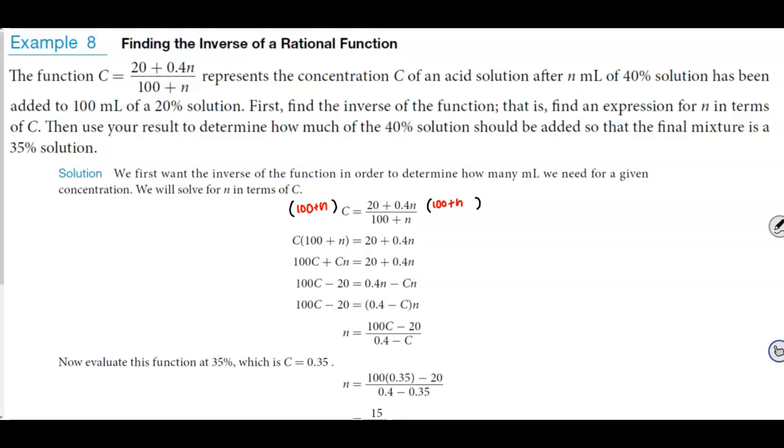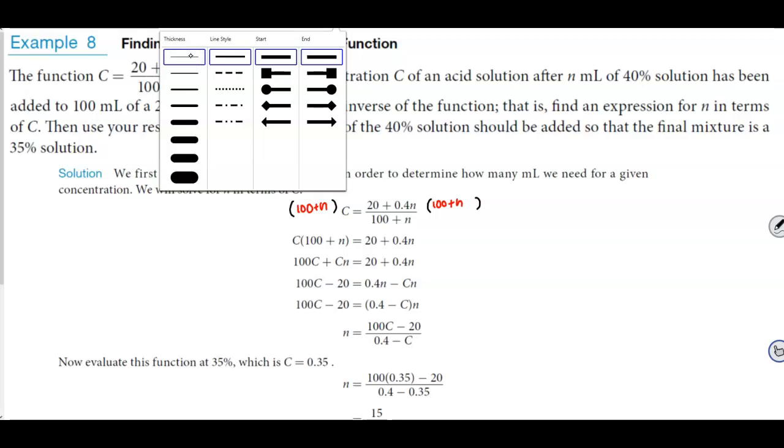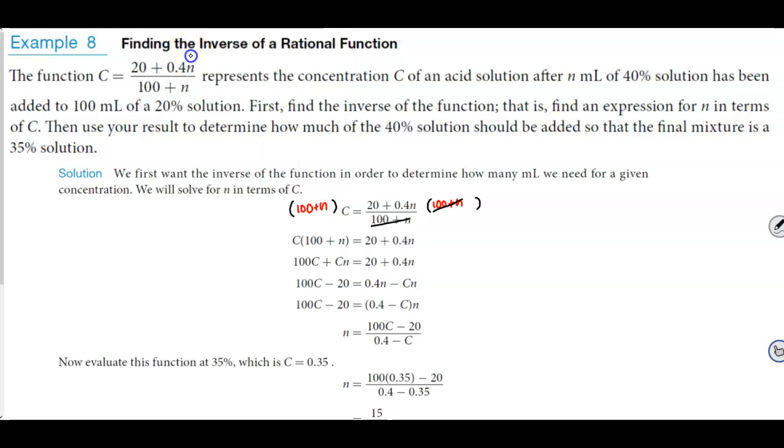And so therefore, we can then eliminate the denominator on this side, and on the other side, we're going to distribute the C. Or we can leave it as C times (100 + n), which is equal to 20 + 0.4n. So now we can distribute the C to get 100C + Cn, which is equal to 20 + 0.4n. Okay, now our goal is to solve for n.